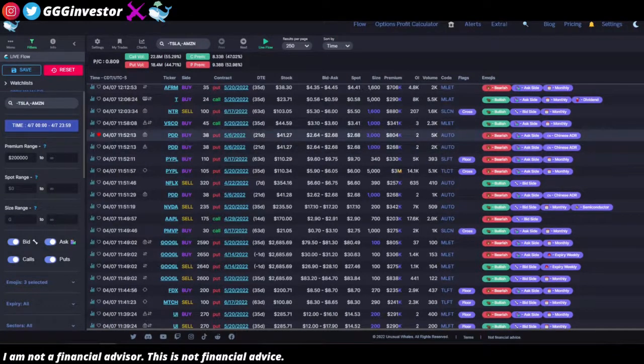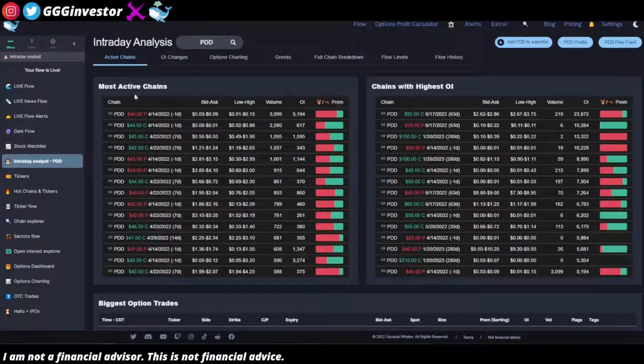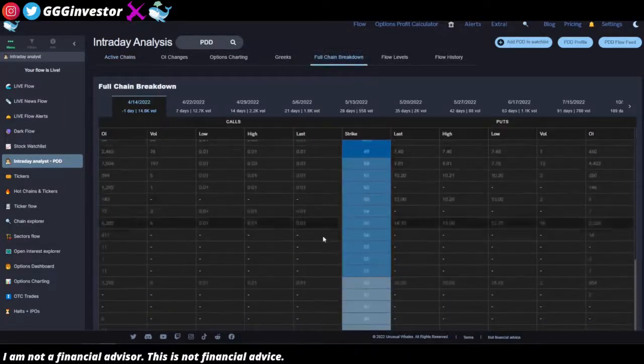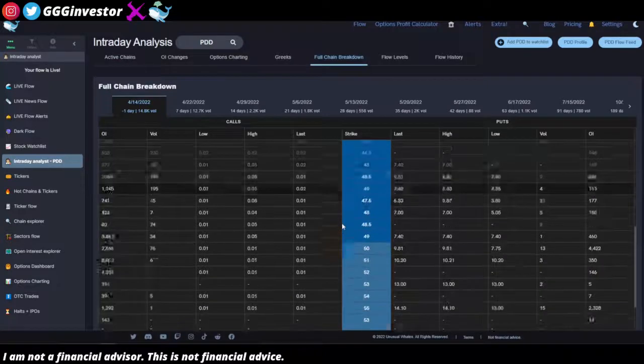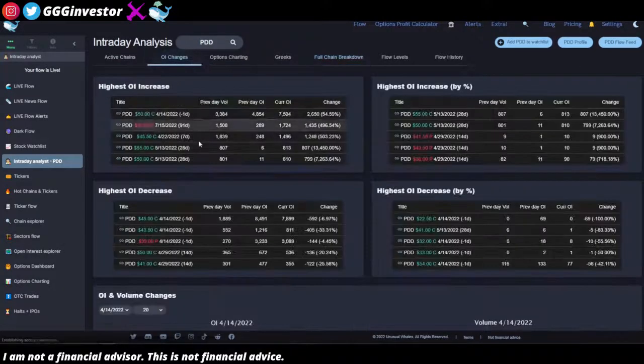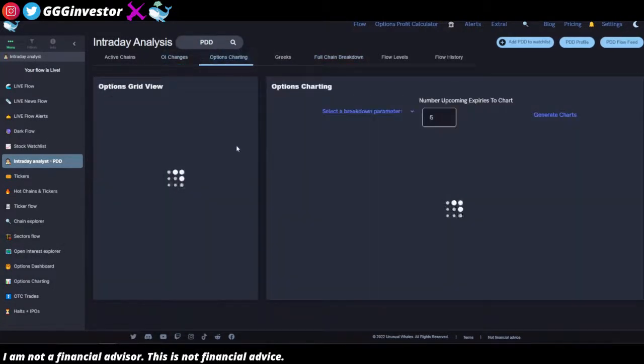And then finally the third thing that I like to look at so far is actually going to be the flow level. And so I click on the option ticker there, and then you're going to be taken to this intra-trade analysis. And so this is going to be another place that I spend a lot of time in, but you have all these tabs that are very useful. For example, you can take a look at the full options breakdown chain, and so you can take a look at where the open interest is. You do have open interest changes here, and then options charting.